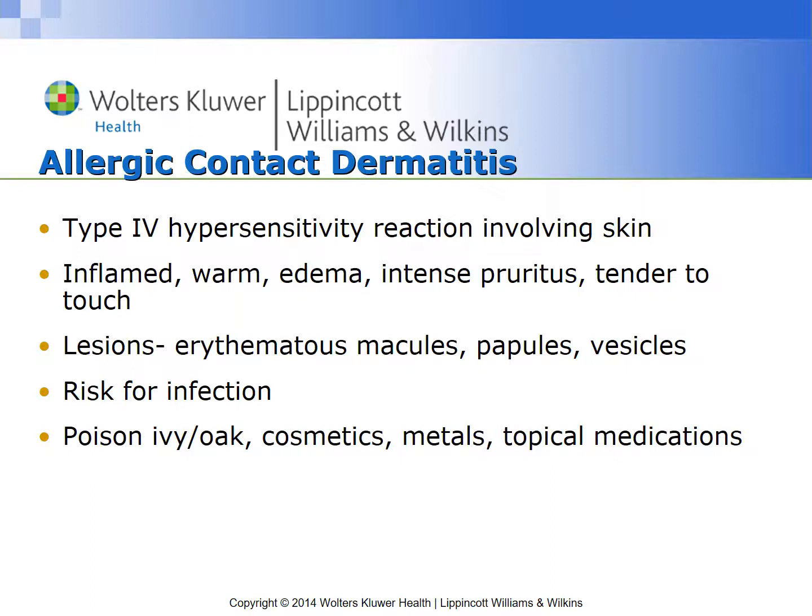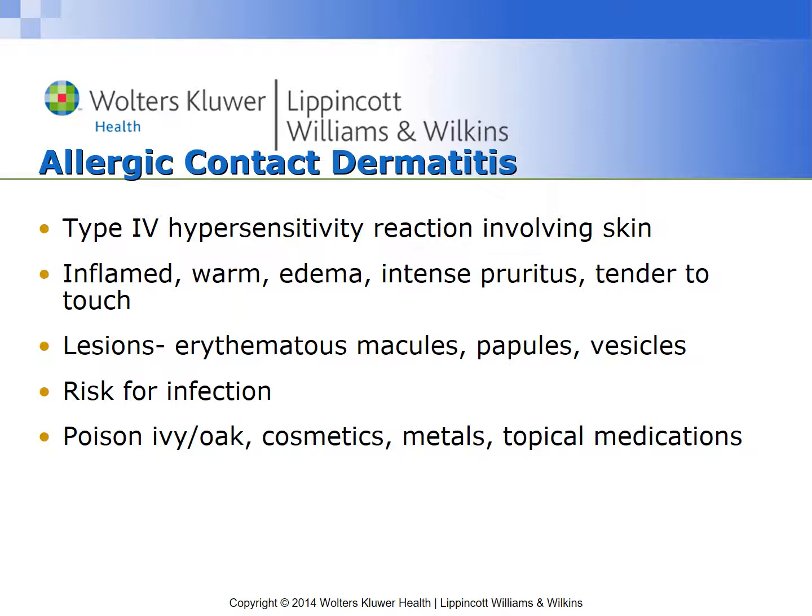Okay, allergic contact dermatitis is related to the type 4 reaction involving the skin, and that's where, again, we have inflamed, warm, edema, intense pruritus, tenderness to touch. You might see lesions there, erythema, which is redness, macules. Macules are flat lesions on the skin. Papules are raised lesions on the skin, and vesicles have fluid in them. Of course, when these are there, they itch, okay?